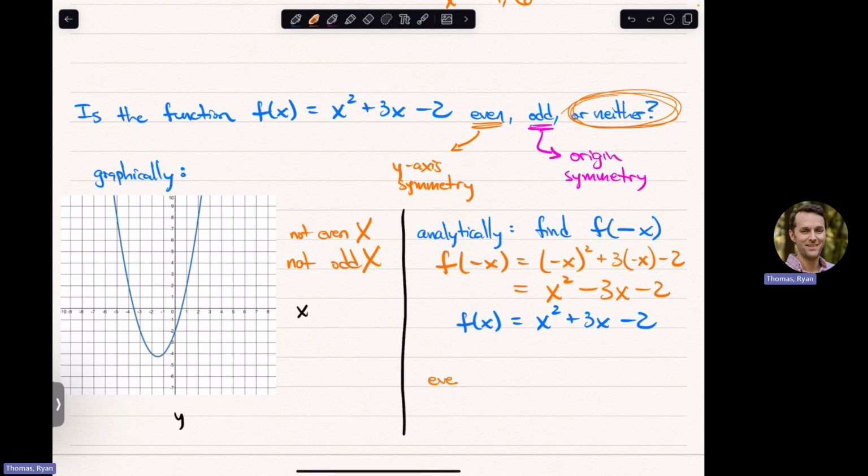For a function to be even, we need f of -x to be exactly the same thing as f of x. Well, that doesn't happen here. So it's not even.